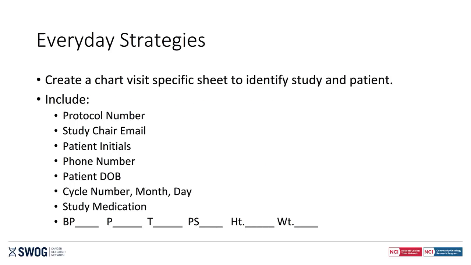Another strategy is to place a bright-colored 8.5 by 11 sheet on the inside cover of the patient chart on visit day. Include an outline of expected study/patient information to be reviewed at the visit. Go over official orders that would have been fulfilled, labs, scans, etc.